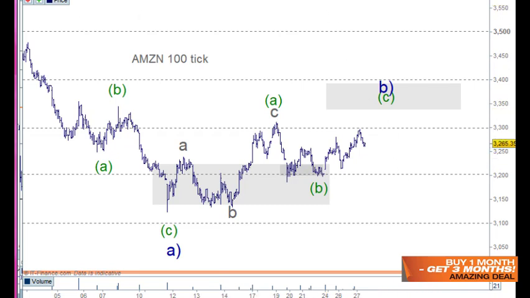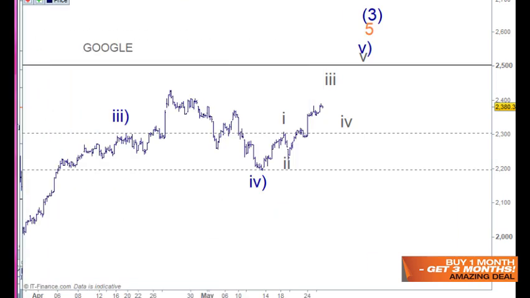So upside for this market. And Google as well, as you may know, a little bit of an odd sort of pattern here with wave 3 here, with an A and a B and a C wave here, coming back to the 38.2% retracement level.